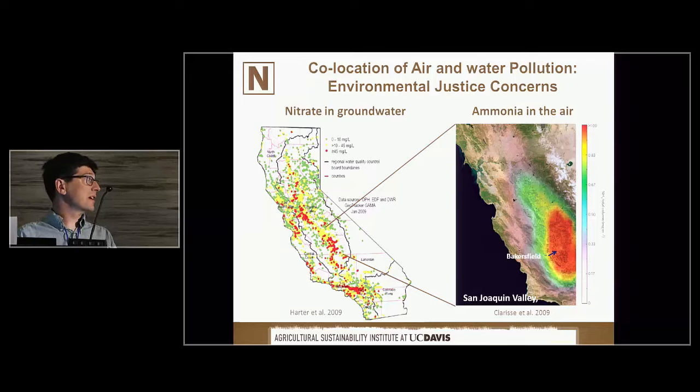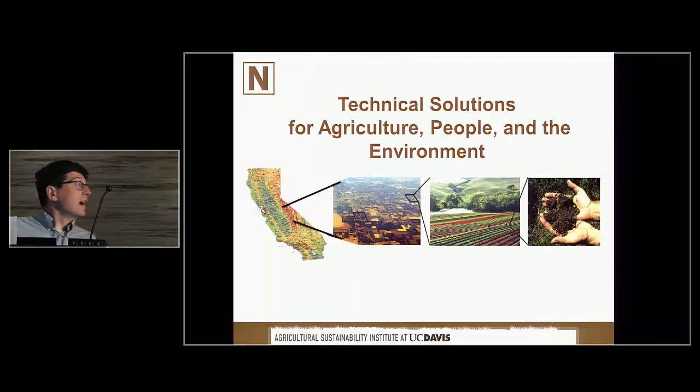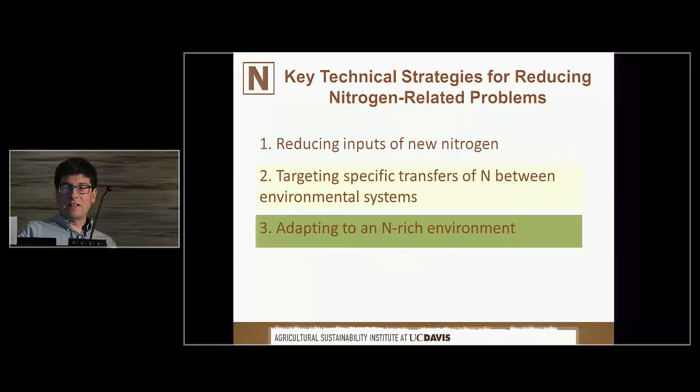And so there's parts of the state, especially in the San Joaquin Valley, where there's a lot of air pollution and water pollution. And then in terms of management and policy related to nitrogen use, we identified three strategies for reducing nitrogen-related problems. Reducing inputs of new nitrogen, targeting specific transfers of nitrogen between these subsystems, and then finally potentially adapting to a nitrogen-rich environment.